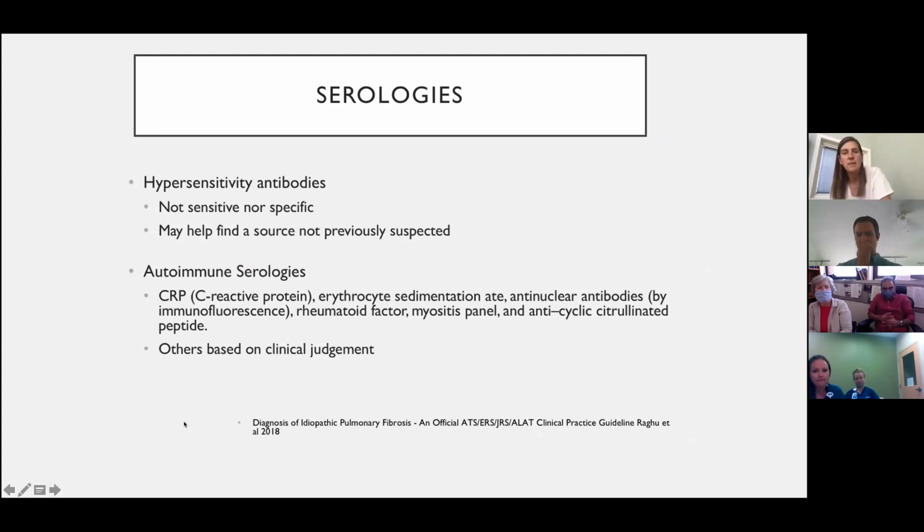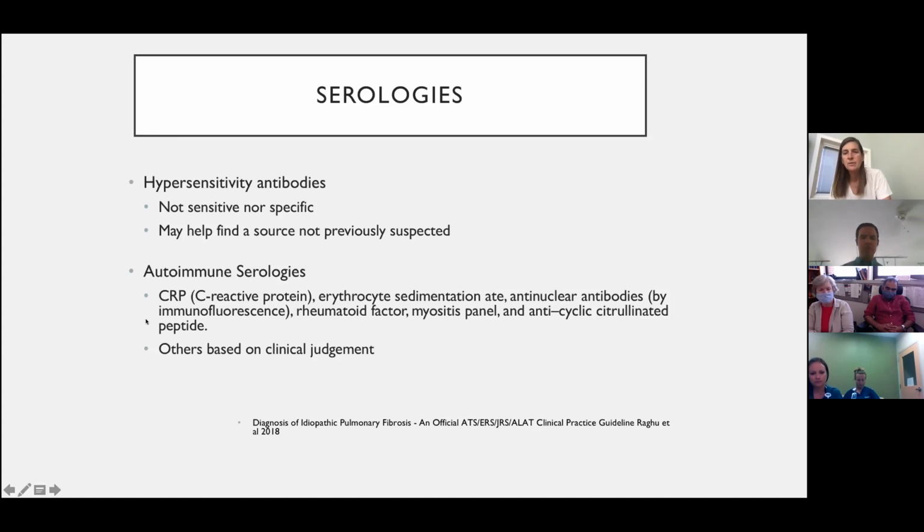Serologies, just the current finding on hypersensitivity antibodies is that you really need to put them in context. They're neither specific nor sensitive, and really not routinely recommended. I would say on occasion they can be helpful when you get a positive serology, and that points you to a source that you had not previously suspected. So if you get a positive mold and you go back and query the patient, sometimes you can find the source. But in general, they're not considered part of the recommended workup.